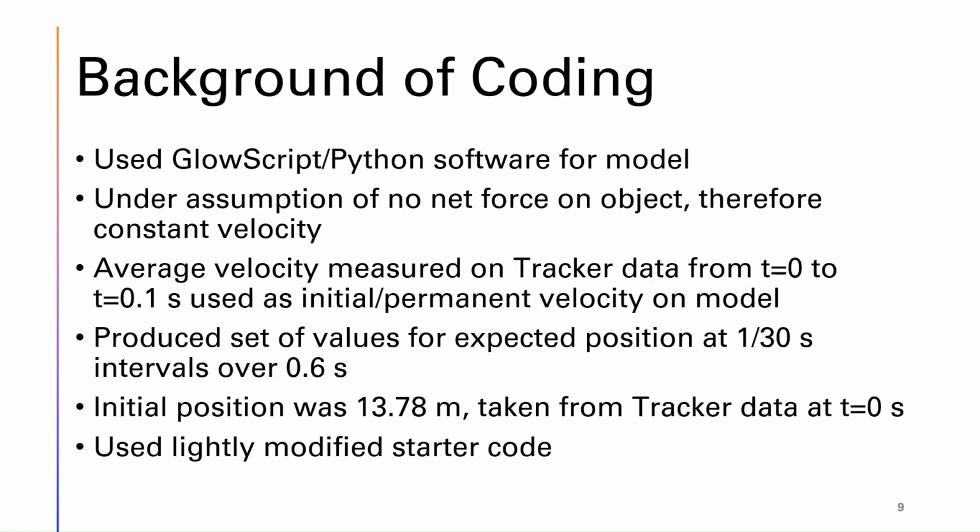The position values are unscaled, meaning that they're not accurate to real-life values, but they are relatively correct. For the coding, I used GlowScript or Python software originating from a starter code to model the experiment, and I also made the assumption that there's no net force on the object and therefore a constant velocity. The initial velocity, or the permanent velocity for the code that I used, was the average velocity that I measured on the tracker data from 0 to 0.1 seconds, and then from there I measured every 1/30th of a second over 0.6 seconds, just like with the tracker data, to produce a set of values. The initial position was 13.78 meters, which is the same as it is on tracker at 0 seconds.